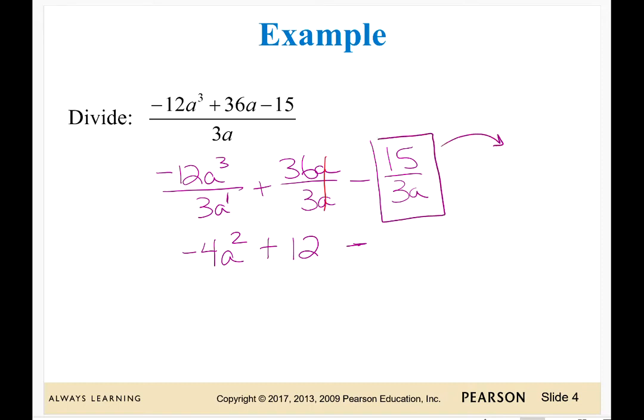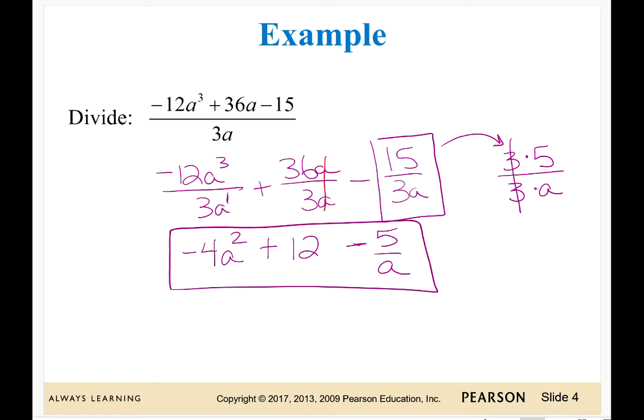Personally, I like to set it up like a fraction. Like I did simplified fractions. 15 and 3 share a factor of 3. So 15 is 3 times 5, and 3a is 3 times a. Notice the 3's will divide out, and I'm left with 5 over a. So this last term is 5 over a. Okay, so that is my final answer.